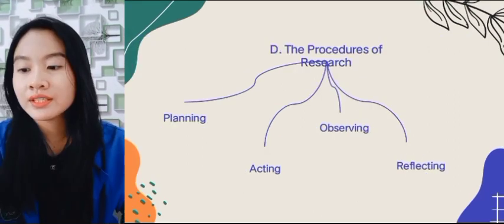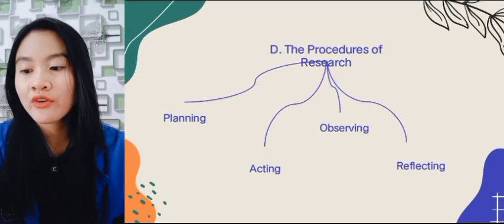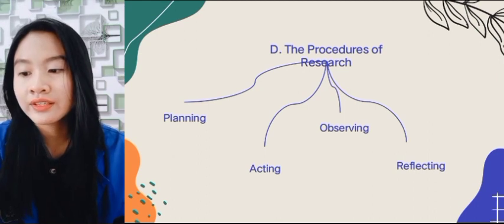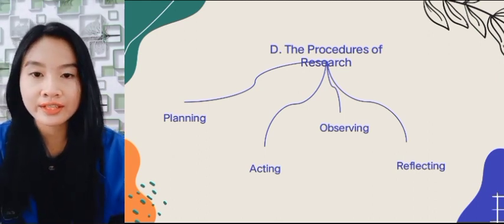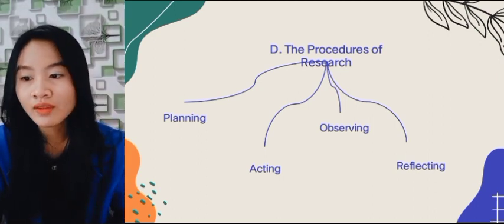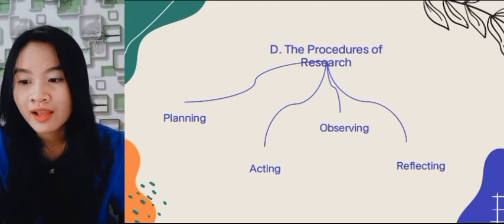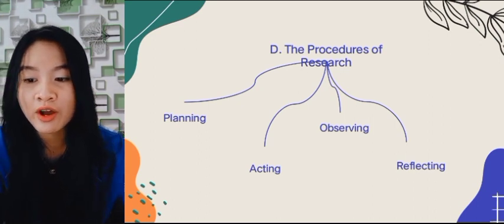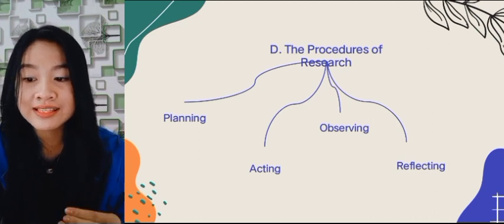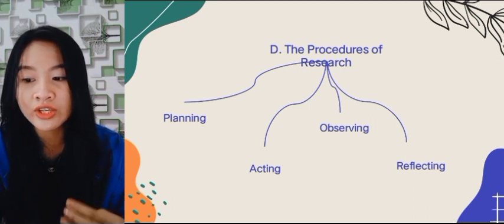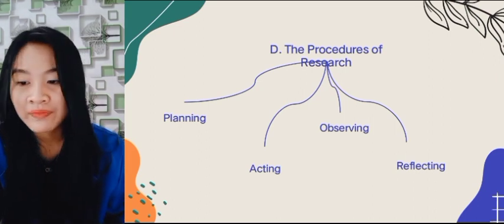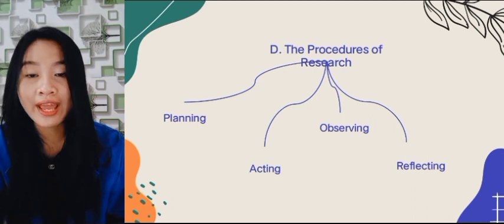And the next, D. The procedures of research. The procedures of research are planning, acting, observing, and then reflecting. First, about the planning. After finding the vocabulary problems in the classroom by observing and interviewing, the writer gives the test and then plans the techniques and instruments that she will use in solving those problems, such as preparing the lesson and syllabus.